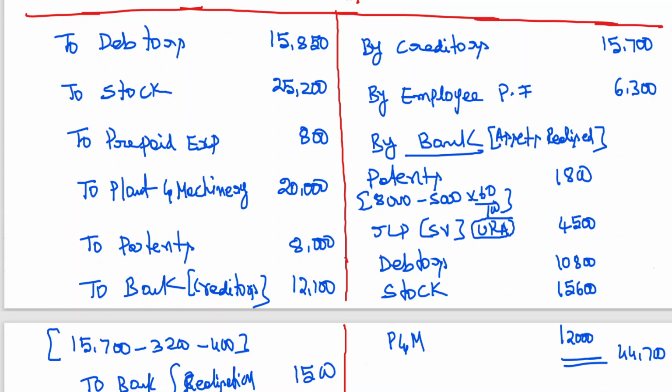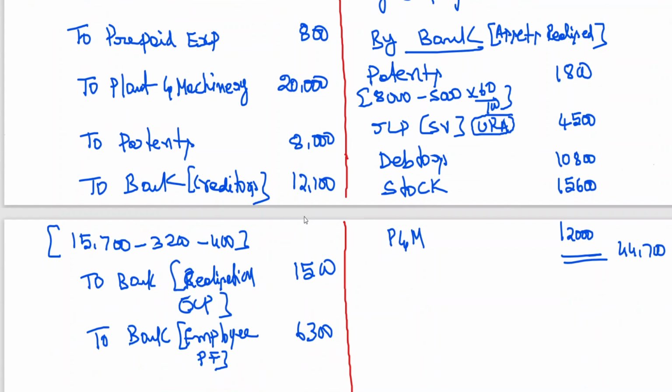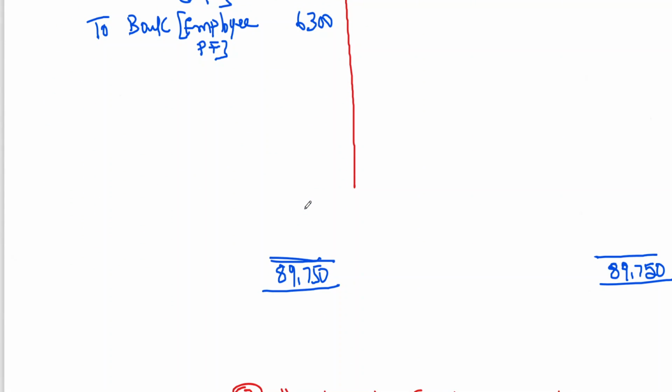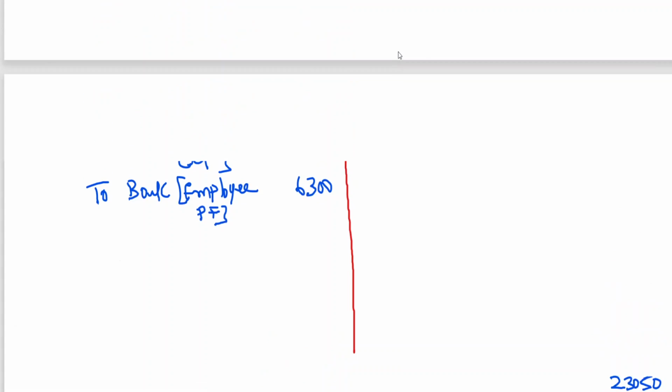89,750 minus 15,700 minus 6,300 minus 44,700. You're getting a loss of 23,050. This 23,050 is a loss. This loss is to be transferred to whom? Partners capital account.